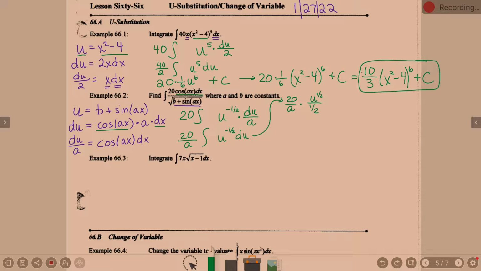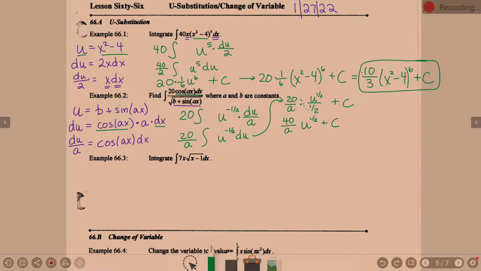And then don't forget to say plus c. The earlier we put the plus c in there, maybe the less likely we are to forget it. So definitely, if we take that 1/2, it's multiplying by 2. That's going to make it 20 times 2, so 40 over a, if you will, u to the 1/2 plus c.